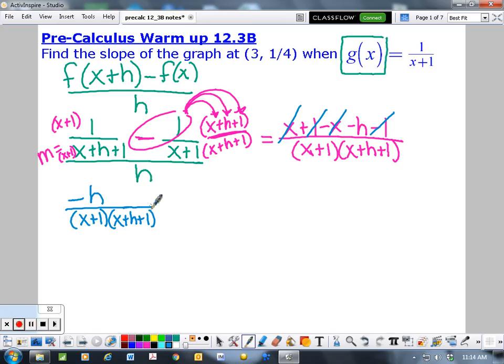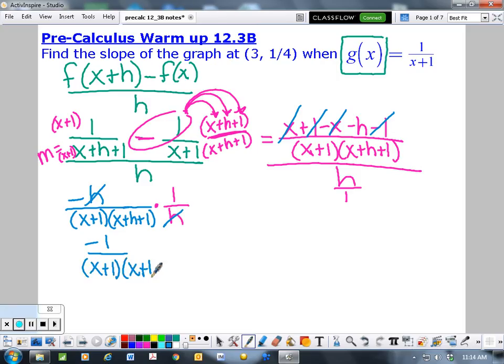What I had forgotten to work with was this lovely h on the bottom. There's really a whole other h below that. We've talked about this before, where instead of dividing, we can turn this into a fraction and multiply by the reciprocal of that. That doesn't look very nice, so let's fix that. Now we get more canceling happening, and we're going to cancel out this and this. So now we have negative 1 over x plus 1, x plus h plus 1.